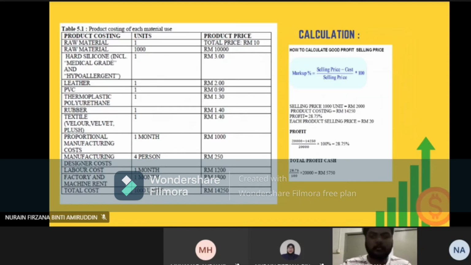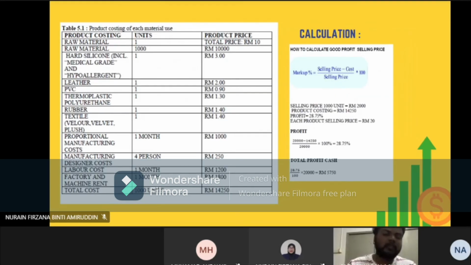Then I want to explain the calculation in detail: how to calculate a good profit selling price. The markup is equal to selling price minus cost, divided by selling price, multiplied by 100. Selling price per 1,000 units is 20,000. Product costing is 14,250, and from this we got a profit of 28.75%. Each product selling price is 20 ringgit.